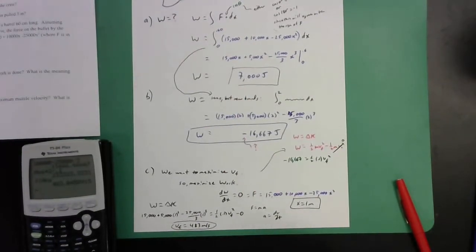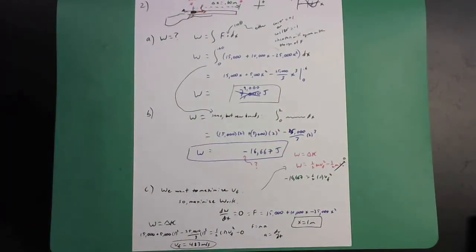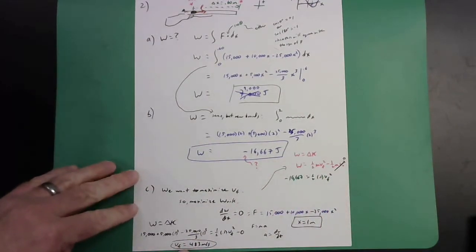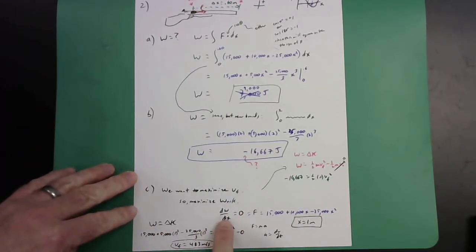All right, so that's that. We found the maximum velocity here by saying, hey, I just want to maximize the work done. That will maximize the final velocity. And so we just took our work equation as a function of position and found the x that will maximize it by taking the derivative and saying the derivative is 0. We're all good.